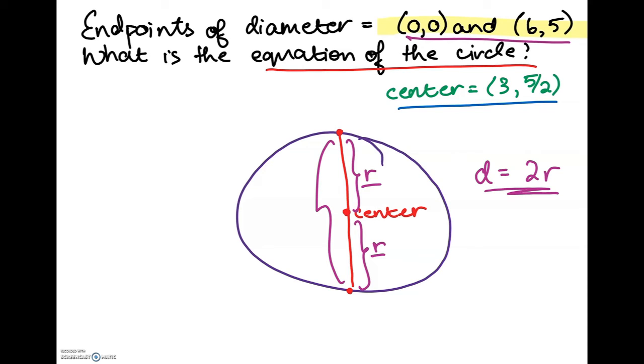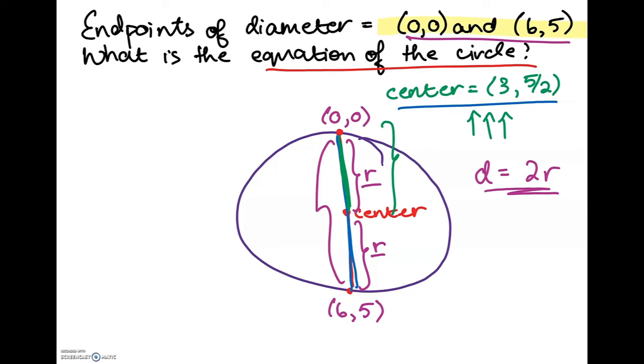In this case, we know that our diameter's endpoints are 0, 0, and 6, 5. So let's say this is 0, 0, and let's say this is 6, 5. I know they don't look like this on a coordinate plane, but this is just for reference. This whole entire distance is your diameter. But we want to know the radius, so we're just going to find half of it. How do you find half of it? You find the distance from one of the points to the center. And the center, as we've given here, is 3, 5 over 2.